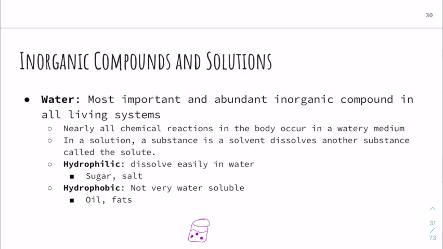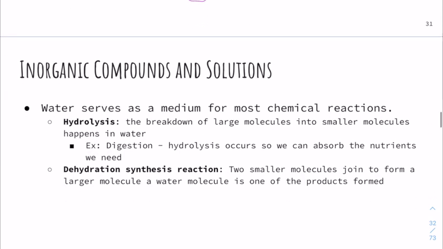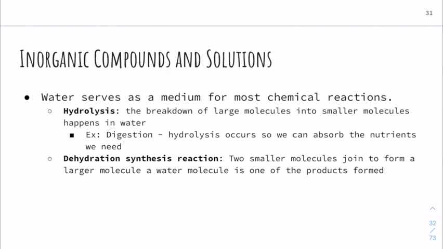As we said, water serves as a medium for most chemical reactions. Since your body is made up of 55 to 60% water, the majority of those chemical reactions are going to occur there. Different kinds of chemical reactions. Hydrolysis. Hydrolysis is used to break down large molecules into smaller molecules. Like when you eat, water breaks down the food you eat into nutrients that are absorbed within the intestines.